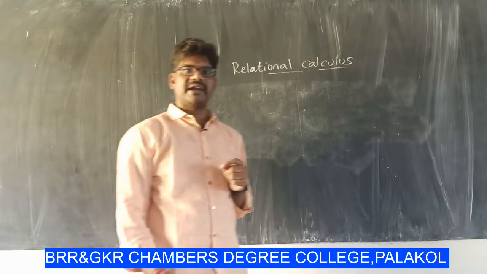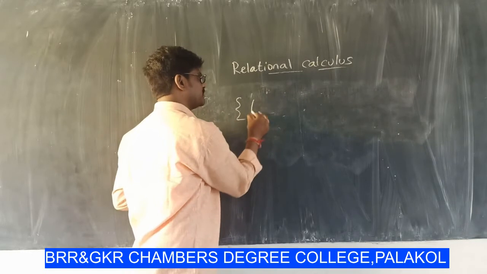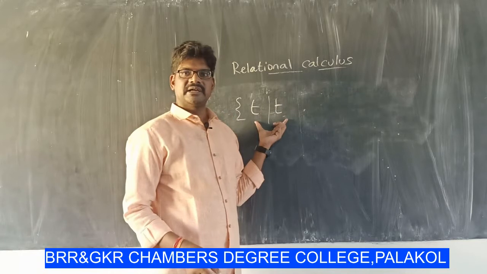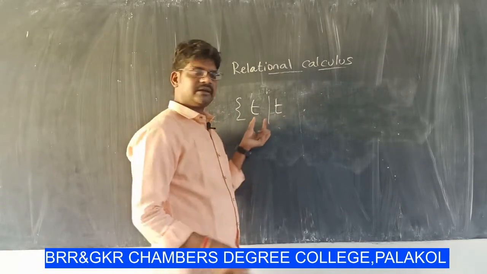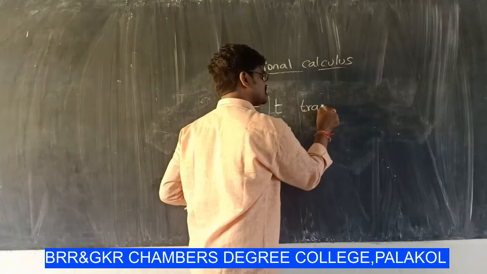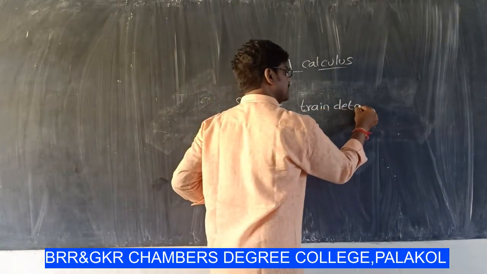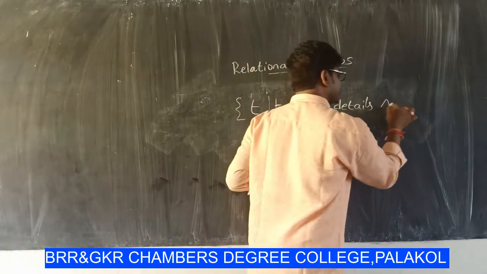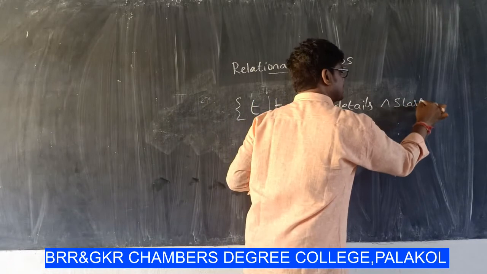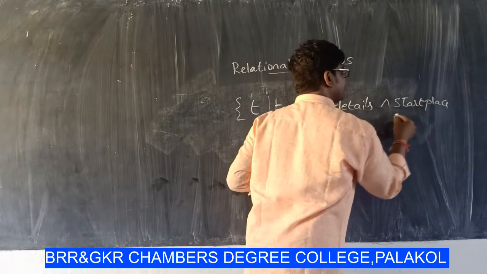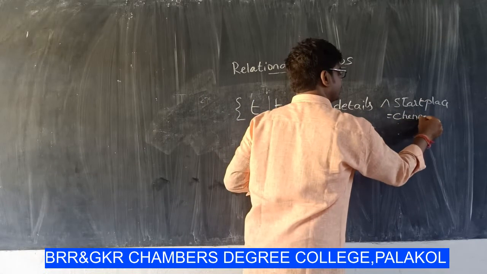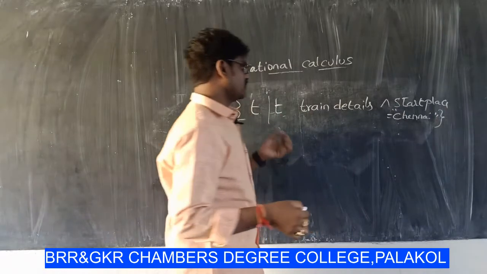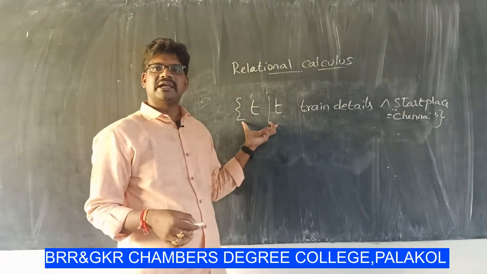How can we write this? For example, the tuples are T. Here T is the tuple on train. We have to find the train details where the start place is equal to Chennai. So this is another example of tuple relational calculus.